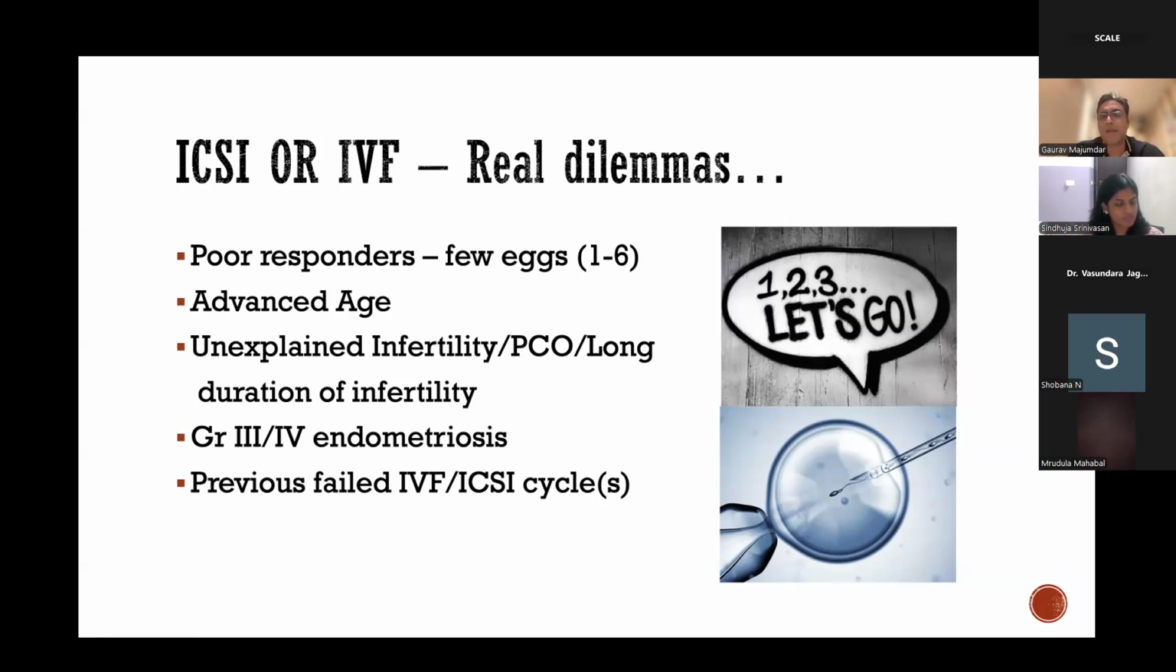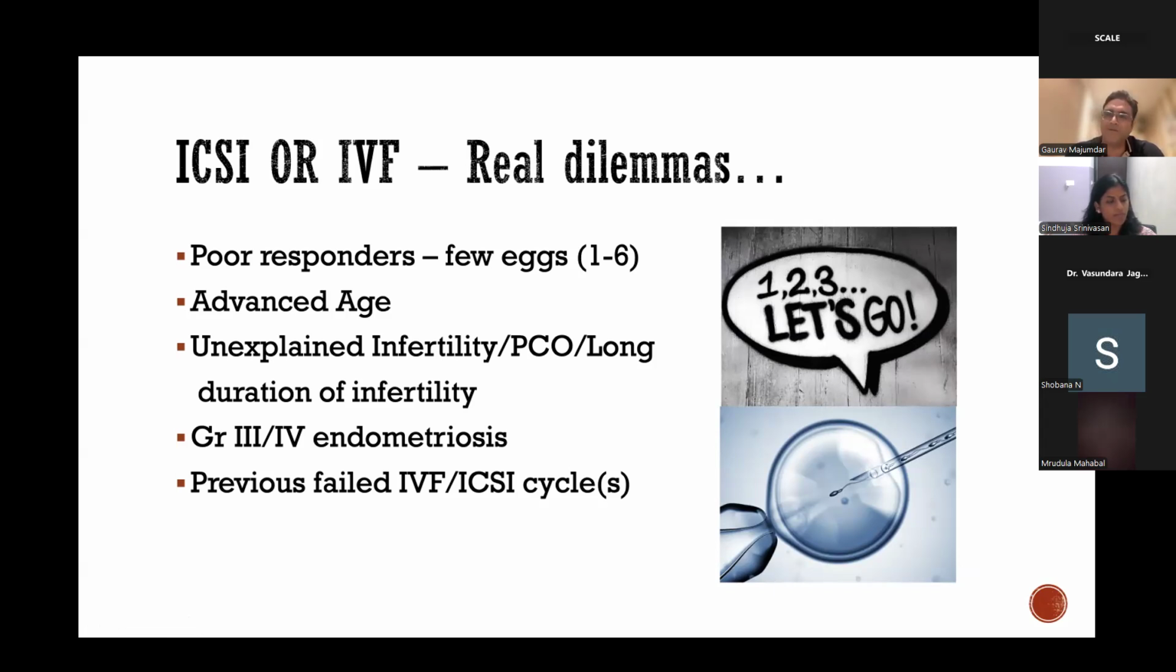I am saying this because it's very important that this decision should not be taken by the clinician alone, right? This is a joint decision between the clinician and the embryologist. So I would urge all of you to take advice from your embryologists and vice versa while making this decision, and not just impose a random decision.